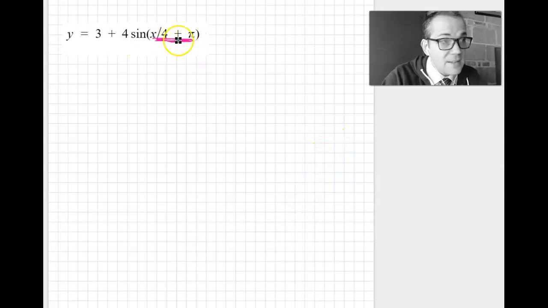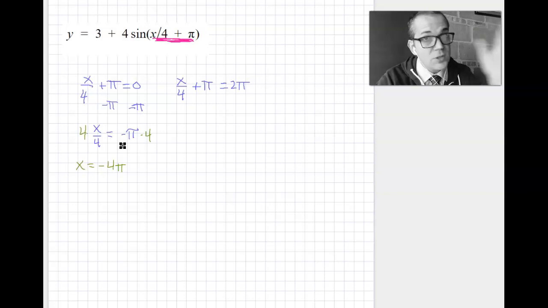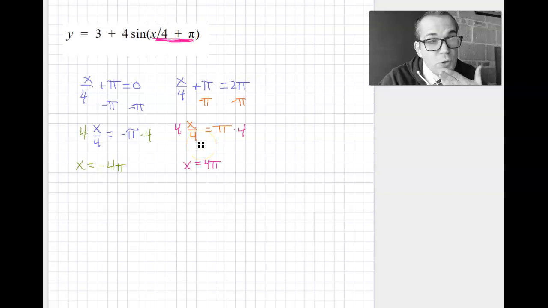First step, set this equal to 0 and 2 pi. When I set this thing equal to 0, of course I subtracted pi from both sides, giving me x over 4 equals negative pi. And then to get rid of that 4, I'd multiply both sides by 4. So the left, the new starting point, no longer is 0, is now negative 4 pi. Setting the other equation equal to 2 pi to find the new ending point of one full period, I subtracted pi from both sides to get x over 4 equals pi. And then to get rid of that 4, multiply both sides by 4 to get x equals 4 pi.